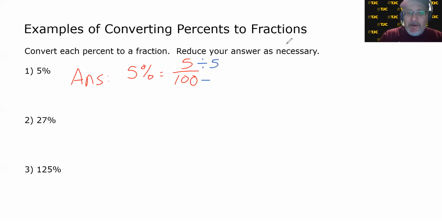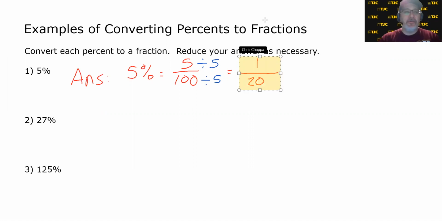Now, if I can divide the bottom by 5 and still have a whole number, then I'll have reduced the fraction. I think most people know how to spot a number that reduces by 5 if the last digit is 5 or 0. On the top, 5 divided by 5 is 1. And on the bottom, 100 divided by 5 is 20. If you wanted to use a calculator to do the division, you're welcome to. I'm not testing your arithmetic skills, so feel free to use a calculator to do the arithmetic.